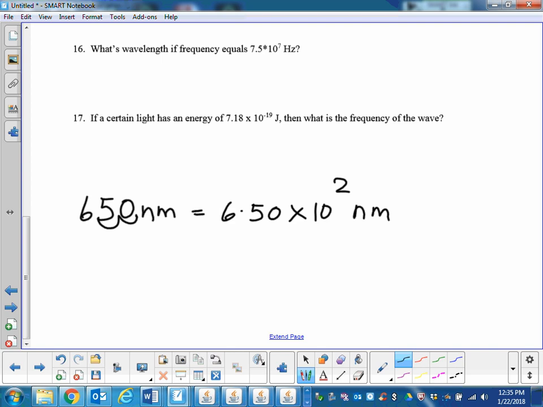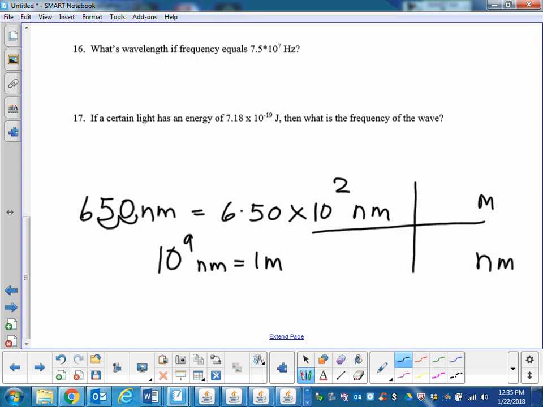Now the conversion factor. I'm trying to convert the nanometers to meters. What do I know? How many nanometers make a meter? 10 to the 9 nanometers is 1 meter. Is that right? Or in other words, I need to get rid of nanometers and convert it to meters. 10 to the 9 nanometers is 1 meter. Correct? Yes or no? Right?